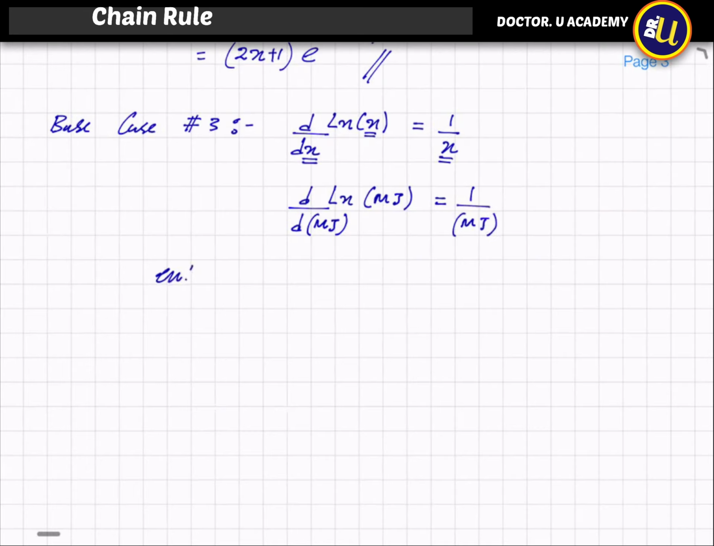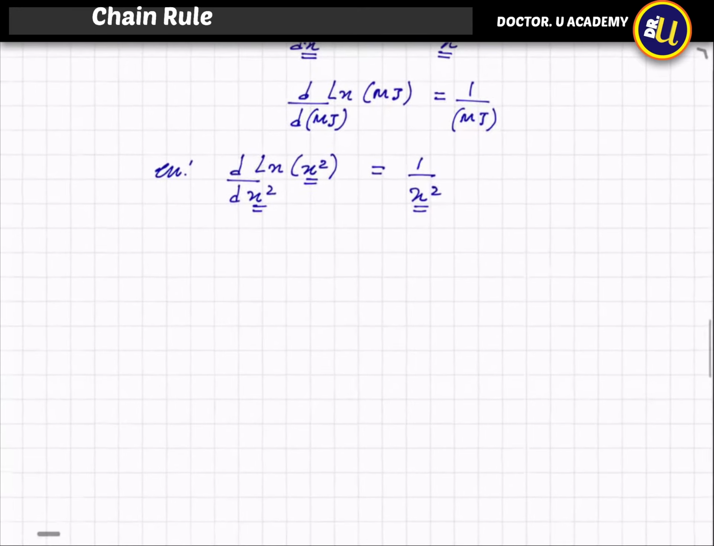For example, if you have ln x squared, and in the denominator you have x squared, the answer would be 1 divided by x squared. So that's easy. See, you can see the compatibility. Now the question is when you don't have the compatibility.